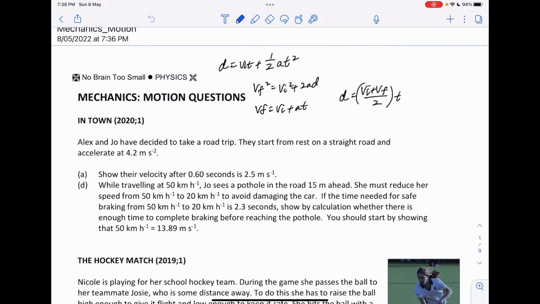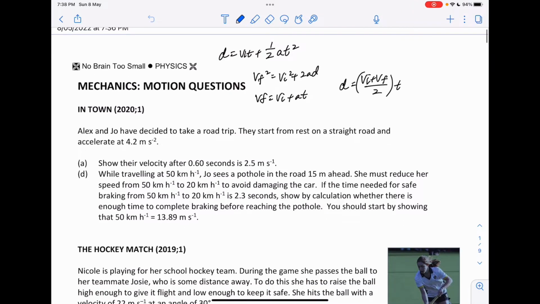Right, so this is for physics level 2 NCEA mechanics. NCEA level 2 physics mechanics motion questions. This is from No Brain Too Small. So today I'm going to talk about how to apply these kinematic equations into different questions of different scenarios.